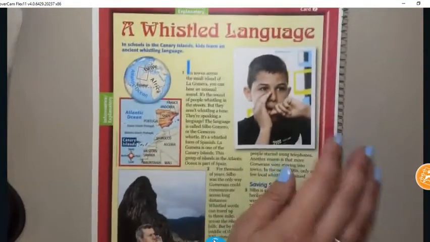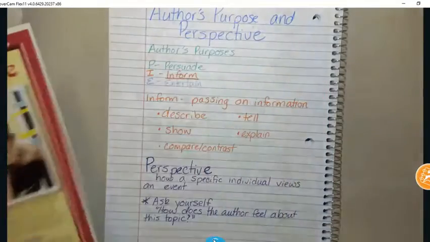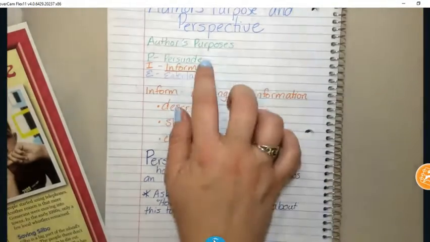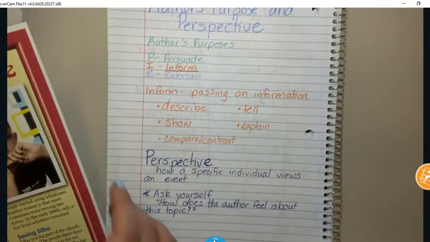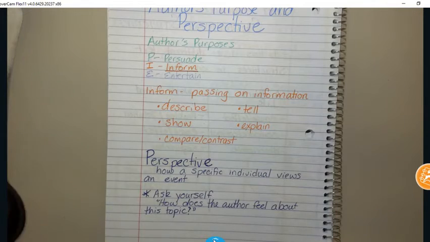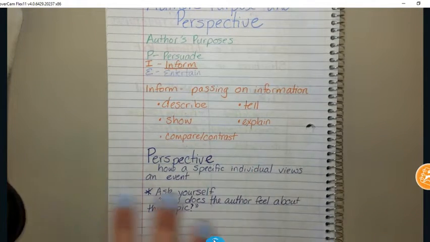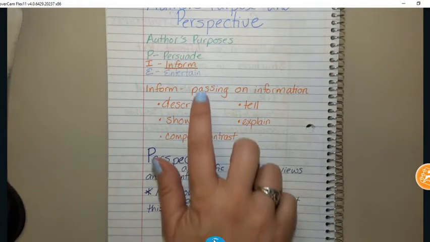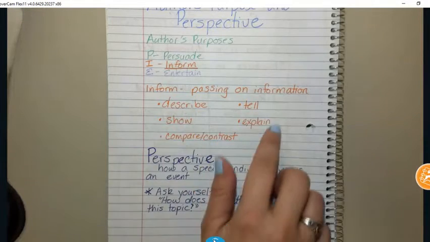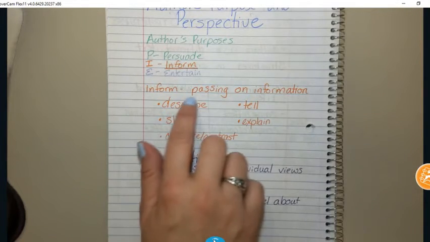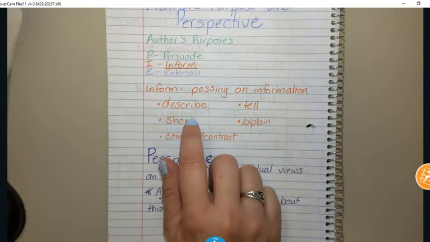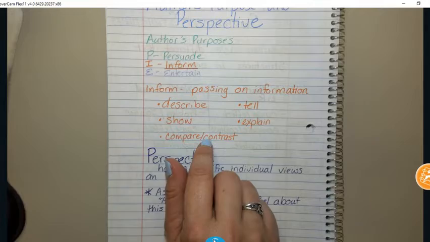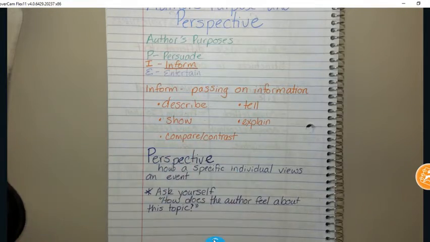And what we're going to do is we're going to look through for clues on author's purpose and author's perspective. So the first thing is, we're doing informational text, which is a pretty good giveaway that we're doing inform. But what I want you to look for is whether or not the author is describing, telling, showing, explaining, or comparing and contrasting the information.